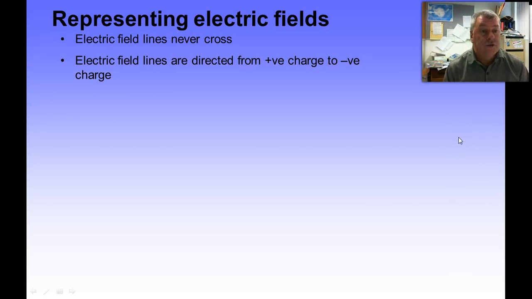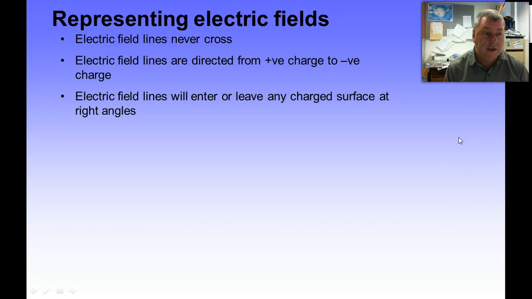The direction is the direction a positive charge, if we imagined a positive charge, would experience, so it would be attracted to the negative. Electric field lines will enter and leave any charged surface at right angles, so they can't leave at an angle.